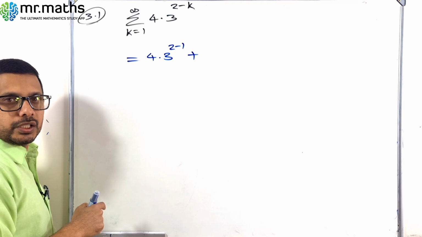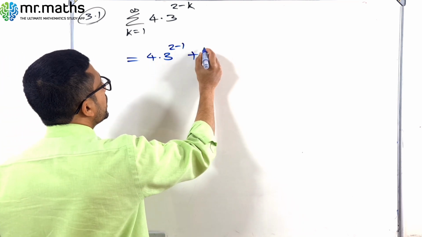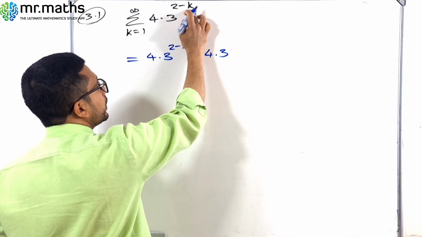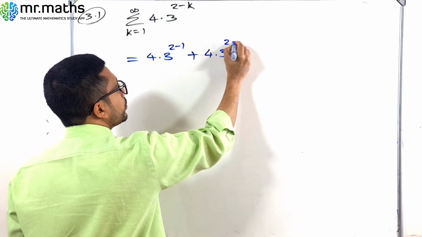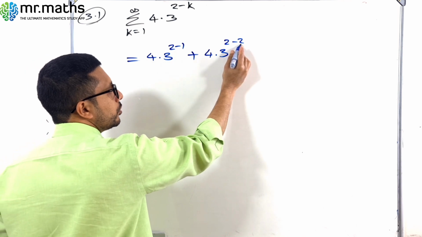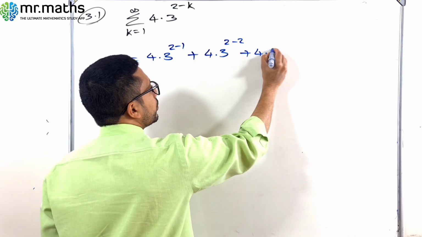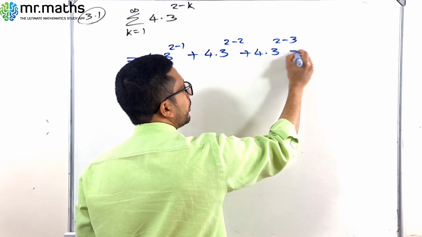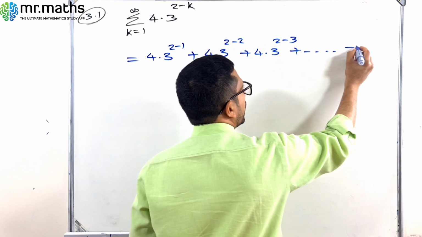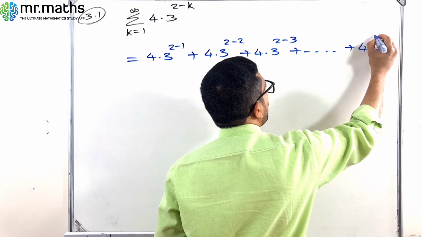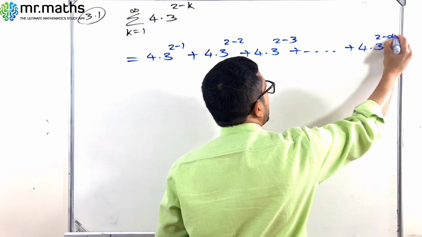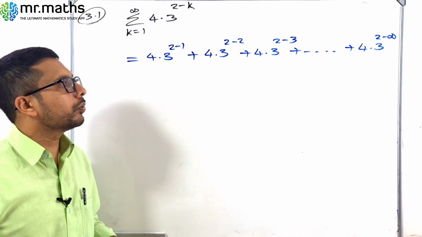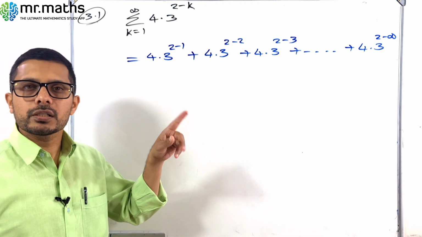Up to infinity. Am I right? Okay, so it is 4. Next one, 4 into 3 raised to 2 minus k, where the next k value I am supposed to substitute is 2. Plus 4 into 3 raised to 2 minus 3. Plus, etc. Up to where? 4 into 3 raised to 2 minus infinity. 2 minus infinity is infinity. Am I right? So 4 into infinity is infinity.